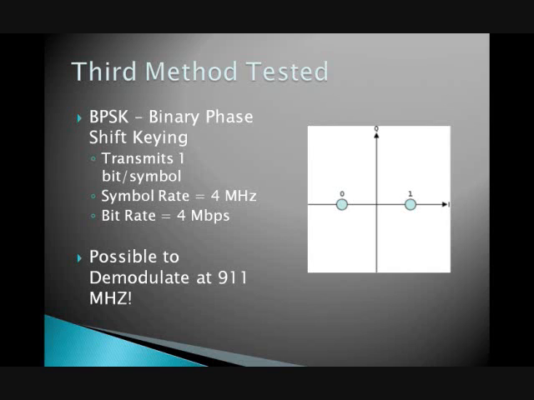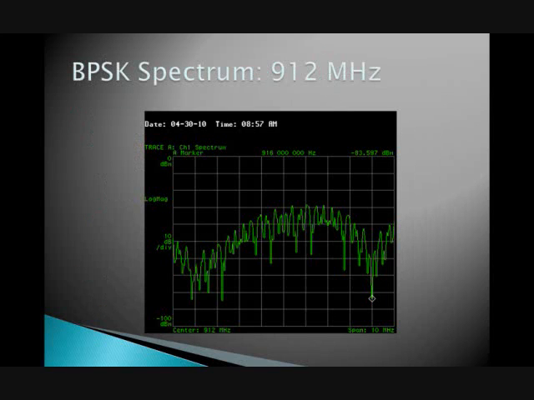The final modulation technique that we tested was BPSK. It transmits 1 bit per symbol, which results in a symbol rate of 4 MHz and a bit rate of 4 megabits per second. Using this method, we were in fact able to demodulate the signal at the center of the channel fade.